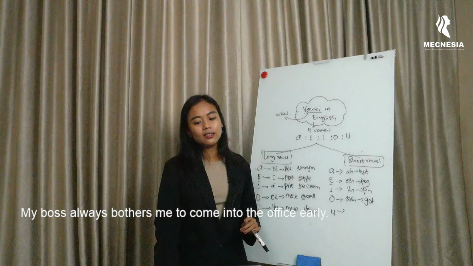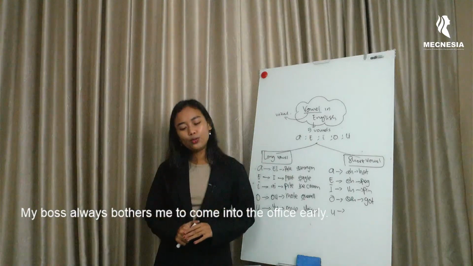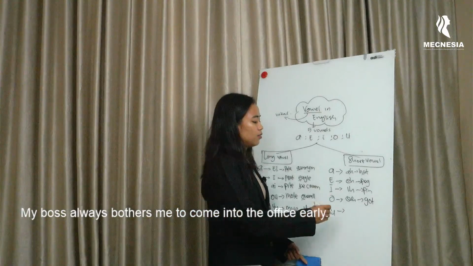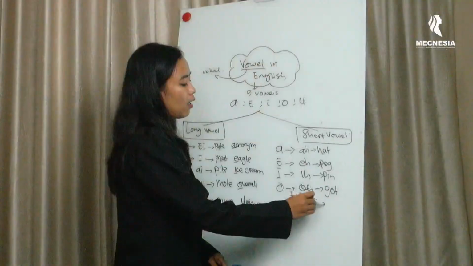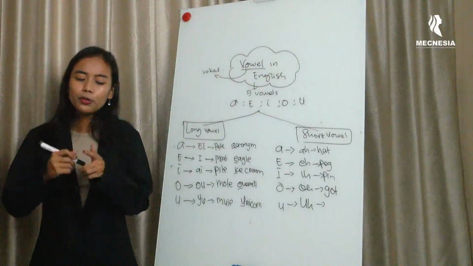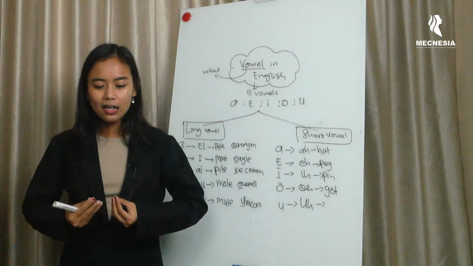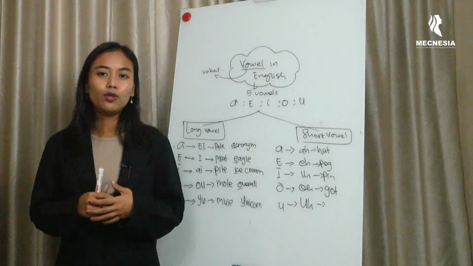Okay, the short U sound. Okay, U pendek. How do we pronounce it? Gimana cara membuat bunyi ini? Okay, bentuk mulut netral dan lidah di dekat dasar mulut.